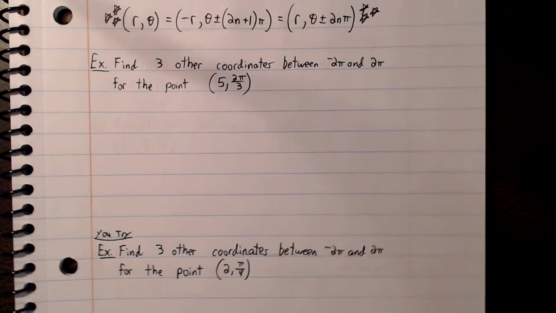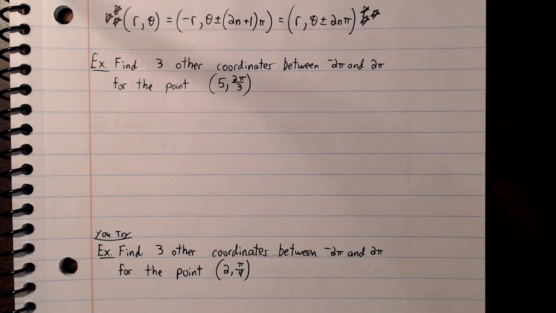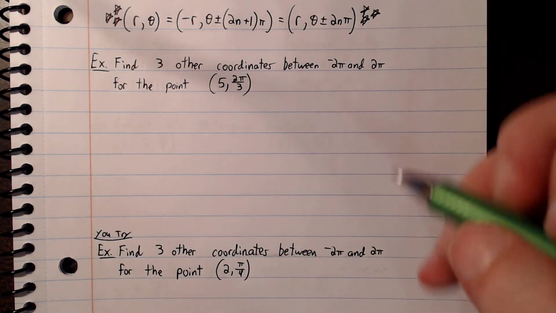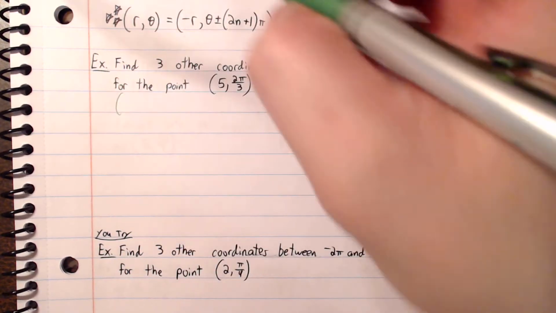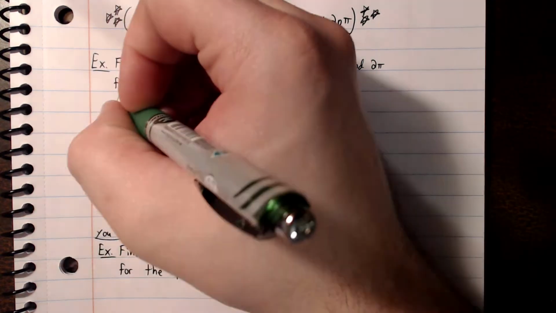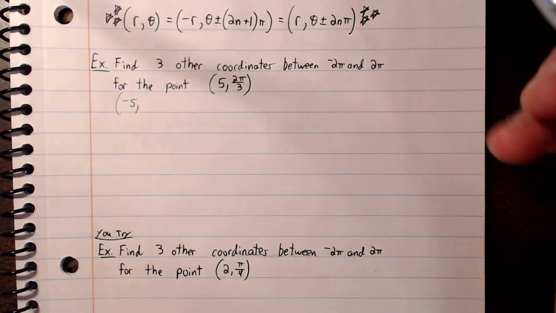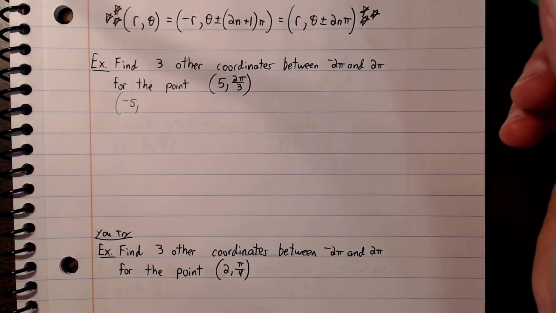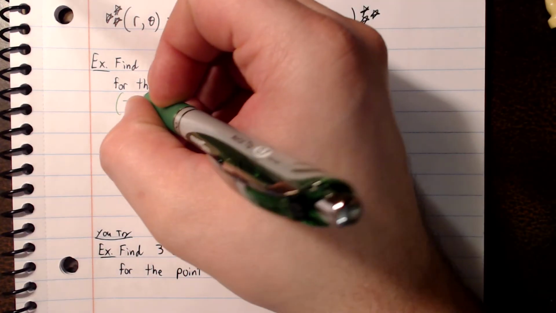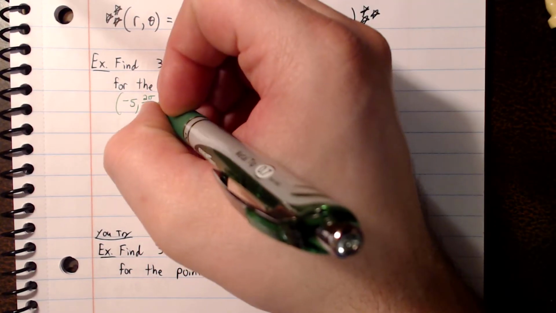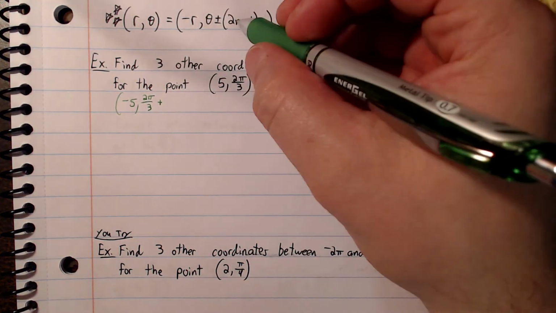All right. We want to find 3 other coordinates between negative 2 pi and 2 pi for 5 and 2 pi over 3. So let's see. First, we can change r so it's negative. So we have negative 5. Then we're going to take our theta. We're going to add 2.